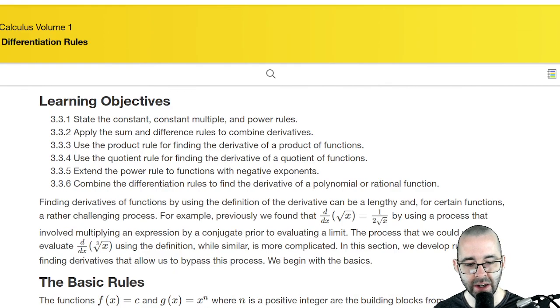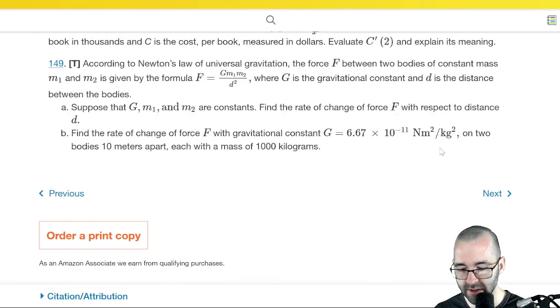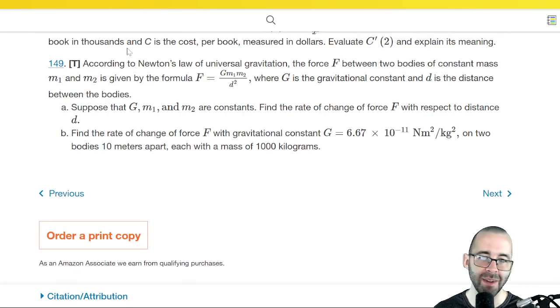We went way up here again. 256. Where am I? 3.3? How did that happen? I don't know. I'm pretty sure I finished the problem.